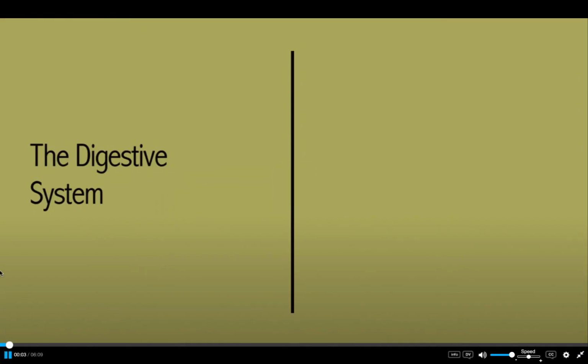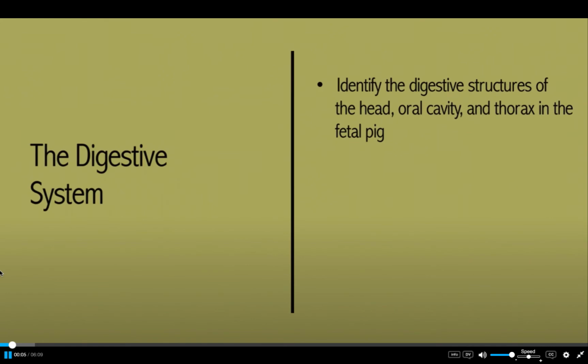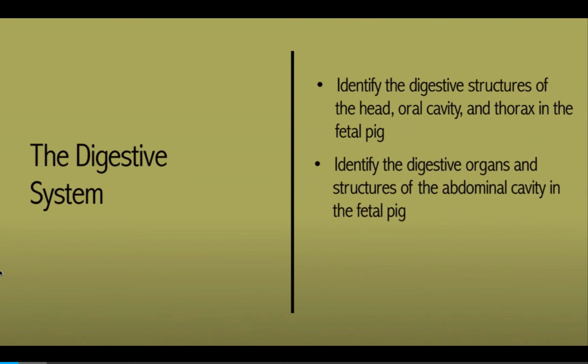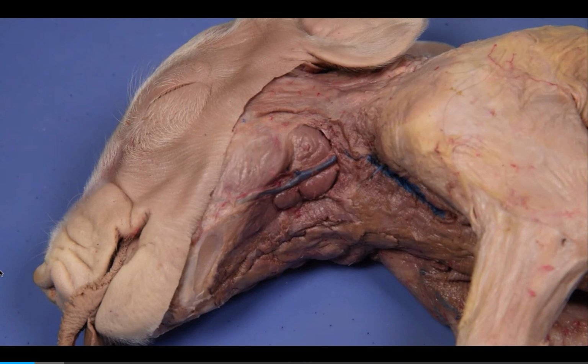In this video, we will identify the digestive structures of the head, oral cavity, and thorax in the fetal pig. Identify the digestive organs and structures of the abdominal cavity in the fetal pig, and compare homologous structures in the human. First, let's review the digestive structures of the head of the fetal pig.